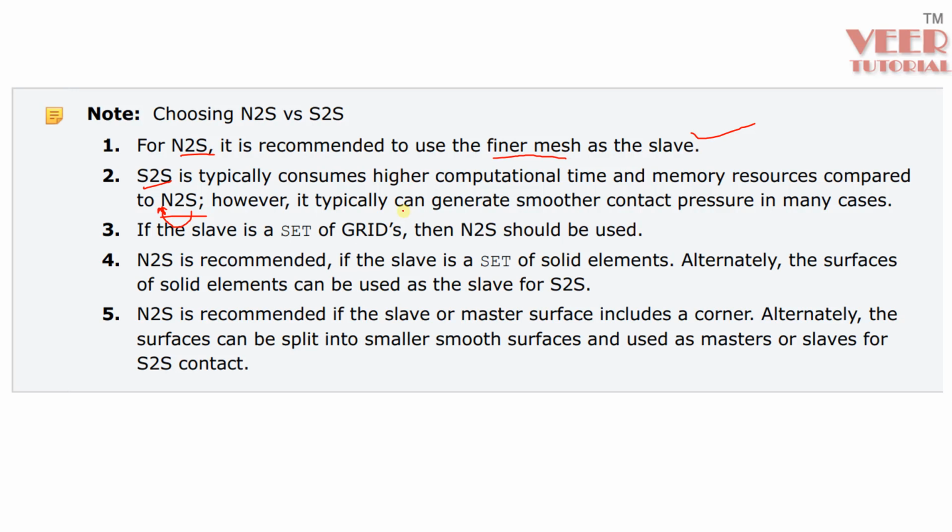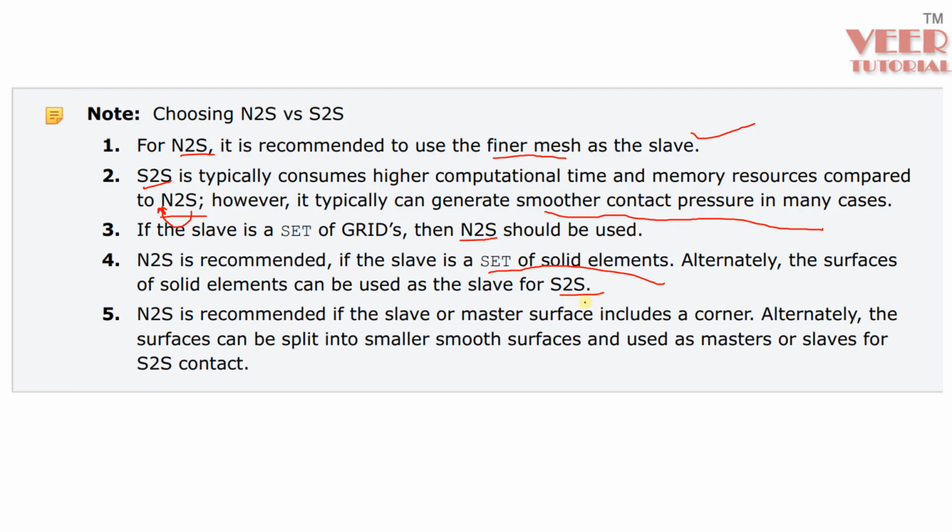But the thing is S to S always provides a very good and accurate result. You can see here it typically generates a smoother contact pressure between the bodies. So if the slave is a set of grids, we need to use N to S. N to S is recommended if the slave is a set of solid elements. Alternatively, surfaces of solids can be used as S to S.